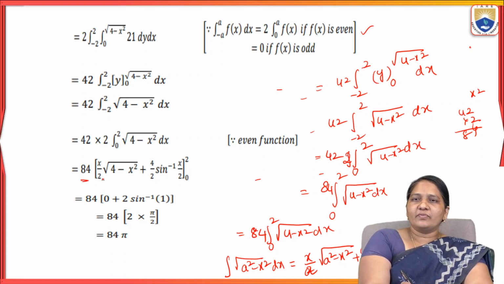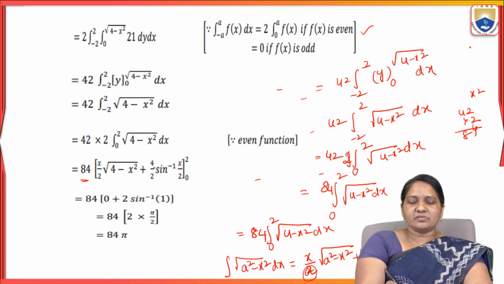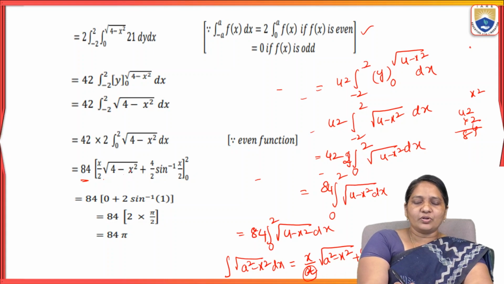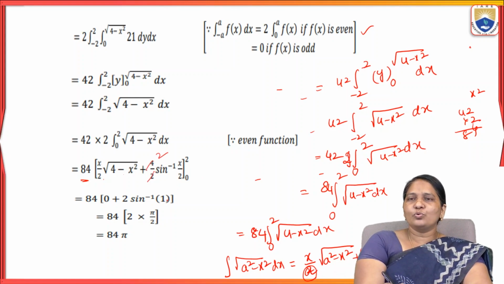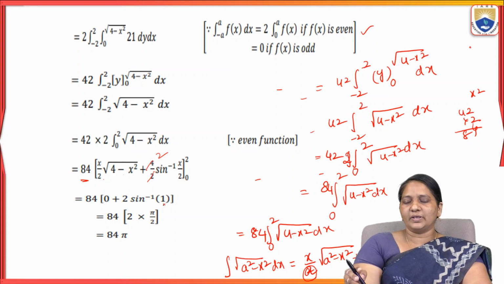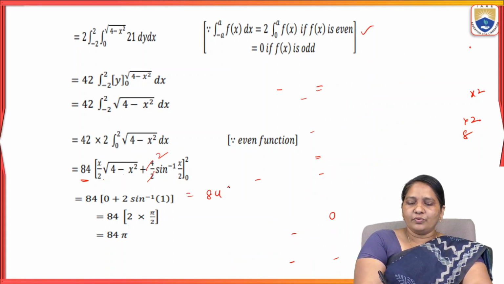By using this formula, we are writing here 84. So x by 2, with a value of 2 in place of a, square root 4 minus x square, plus a square, which is 4, by 2 sin inverse x by a. The limits are 0 to 2. When we replace the limits, 4 minus 4 is 0, so the first term is 0. Next, this one is 2, sin inverse 2 by 2 is 1, so sin inverse of 1.